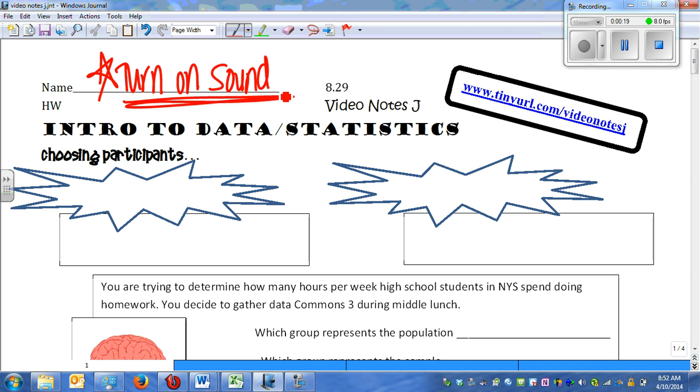Now that we're done with Algebra 2 and we're done with trig, we have one last tiny unit called Probability and Statistics. It's a 3-week unit, and after that we will start review.